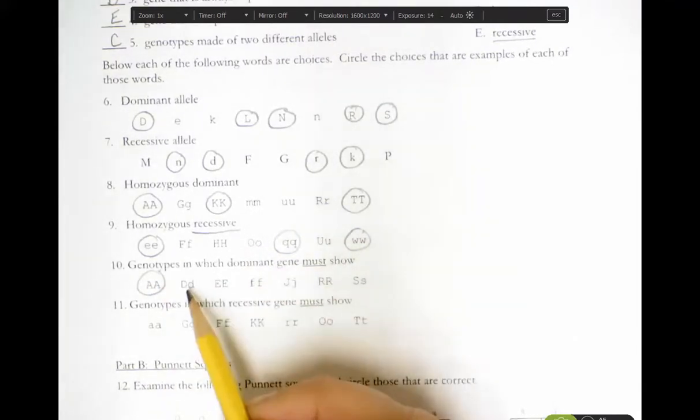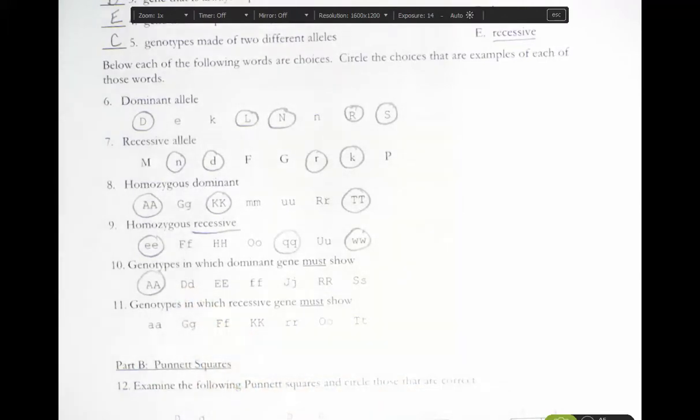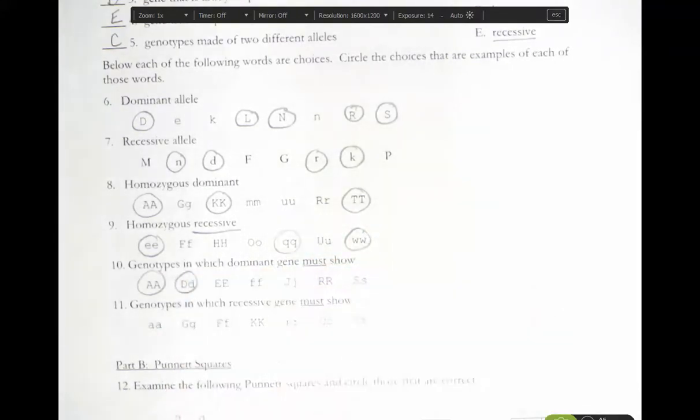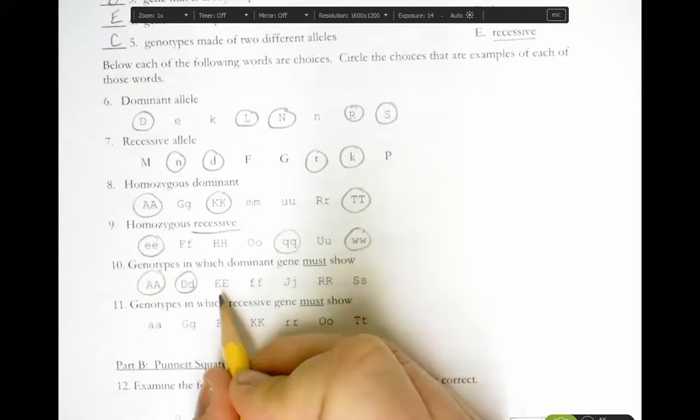Will the dominant gene be expressed in the phenotype if we have uppercase D, lowercase d? We've got some discrepancy. Some people think yes, and some people think no. There's a dominant allele present, so is that dominant allele going to be expressed? Yes, it will be. Uppercase E, uppercase E. Will the dominant allele be expressed? Yes.